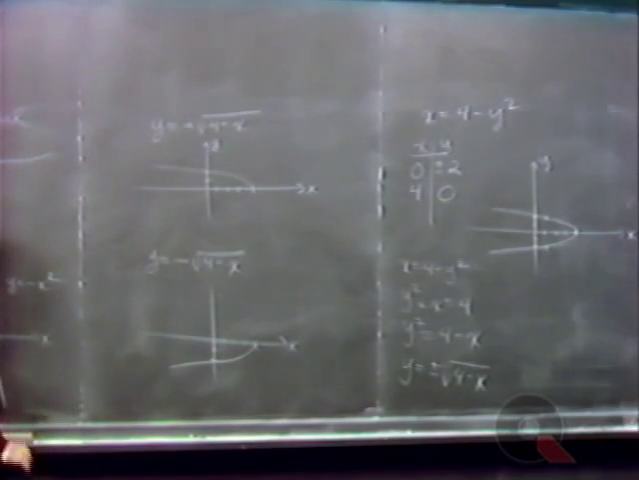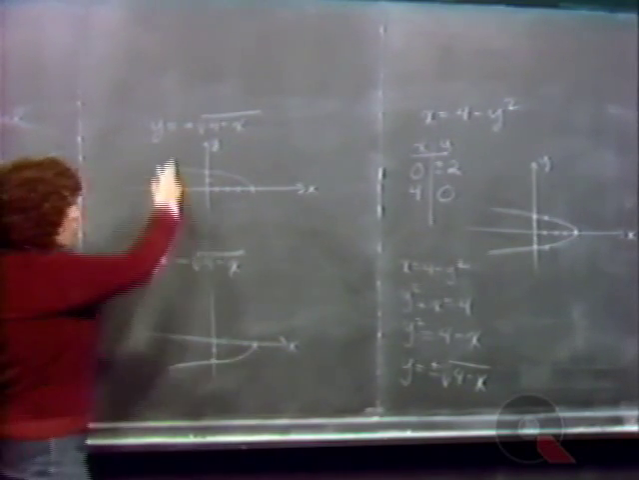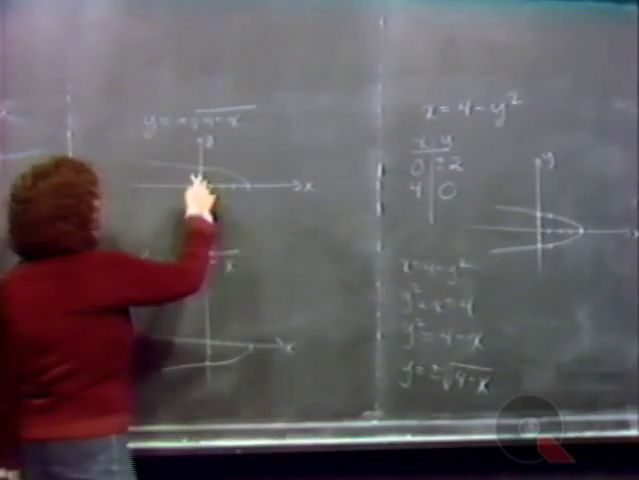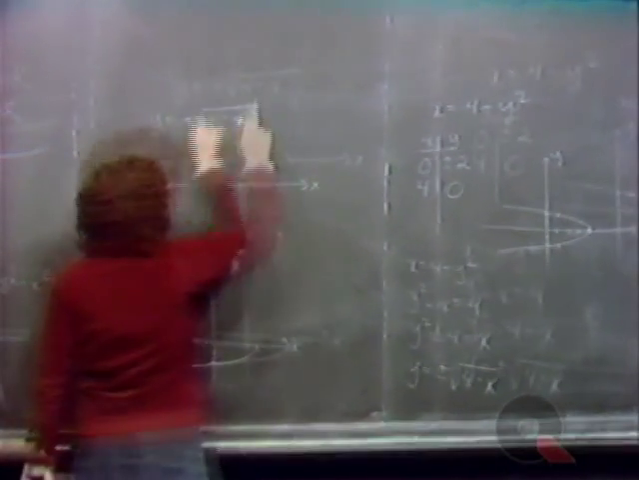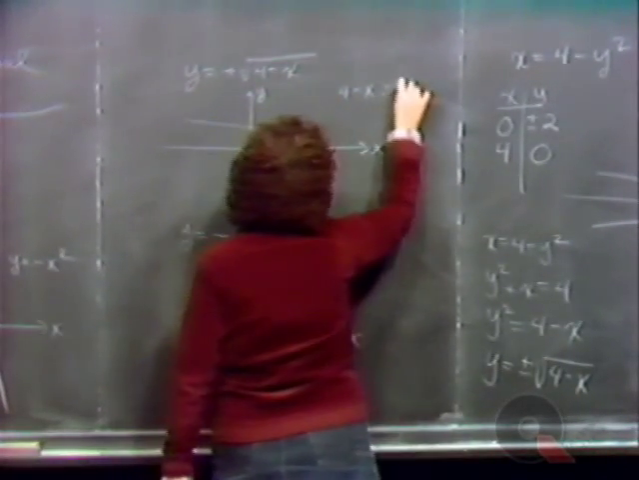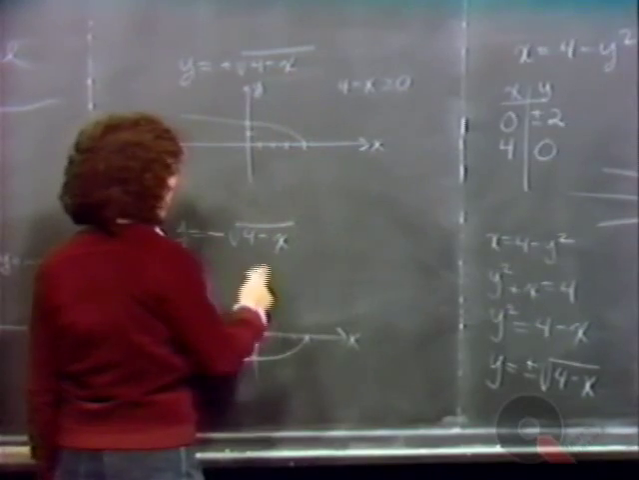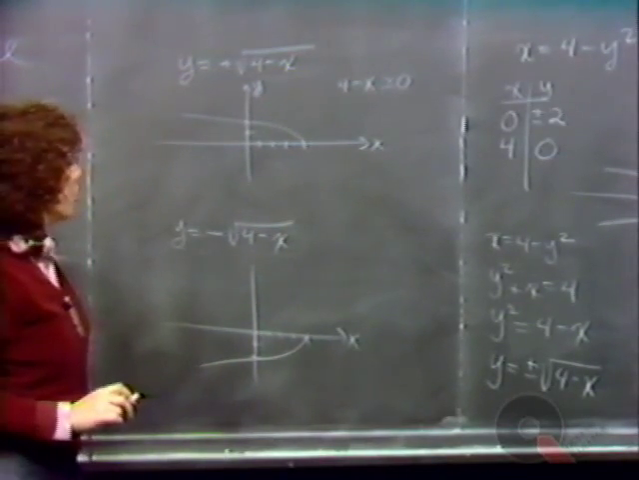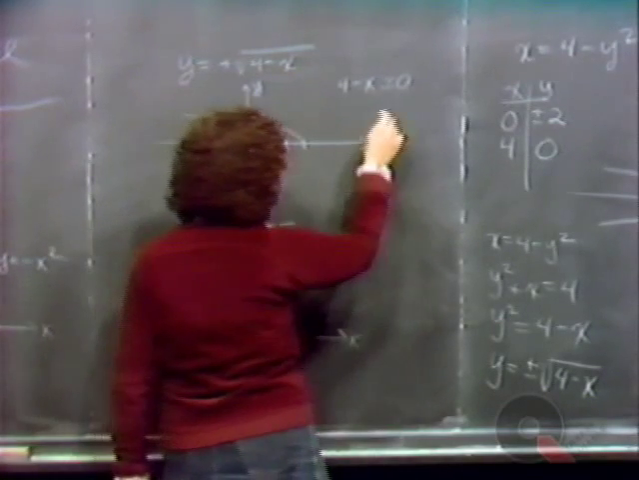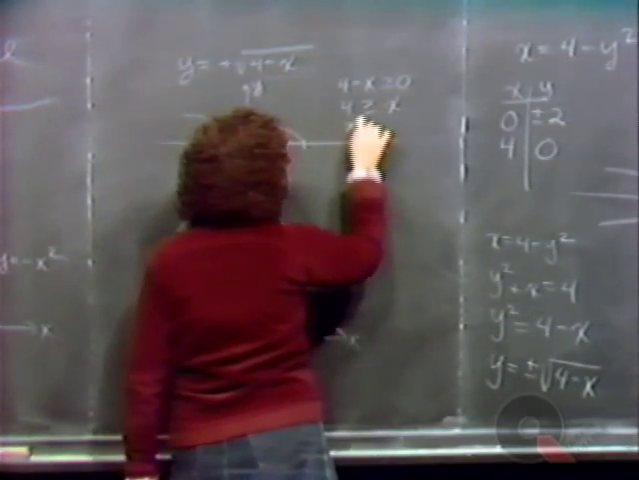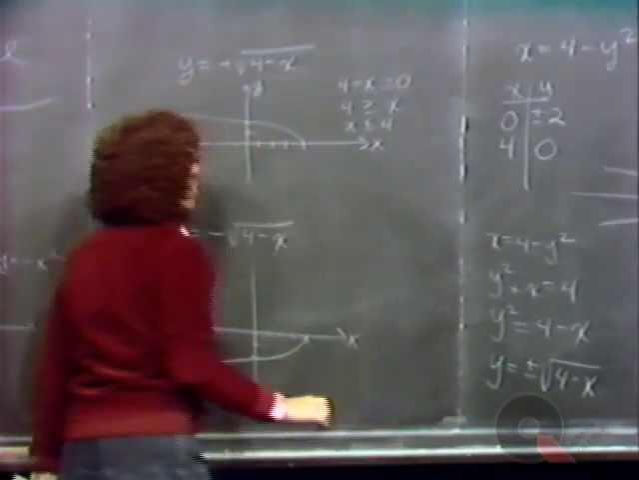By the way, on these functions, now these are functions of x, we could find the domain. We know right away the domain is restricted. 4 minus x has to be greater than or equal to 0 in either of these cases. You cannot take the square root of a negative number. So 4 minus x has to be greater than or equal to 0, or 4 is greater than or equal to x, or x has to be less than or equal to 4.